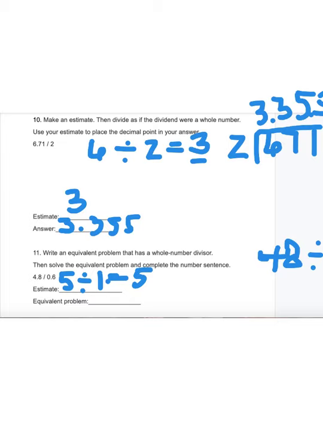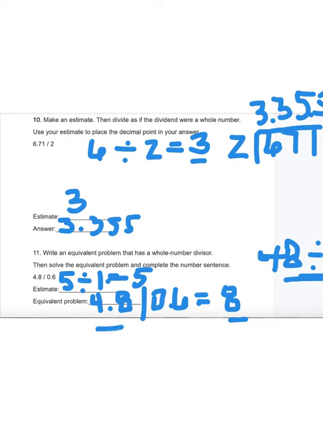So my equivalent problem is going to be the same answer as what I got up here with my equivalent problem that I used. So 4.8 divided by 0.6 is going to equal 8, because that was my answer up here. Because remember, that's like taking 6/10, multiplying 6/10 by 8, which would give you 4.8, which was our dividend that we started with.